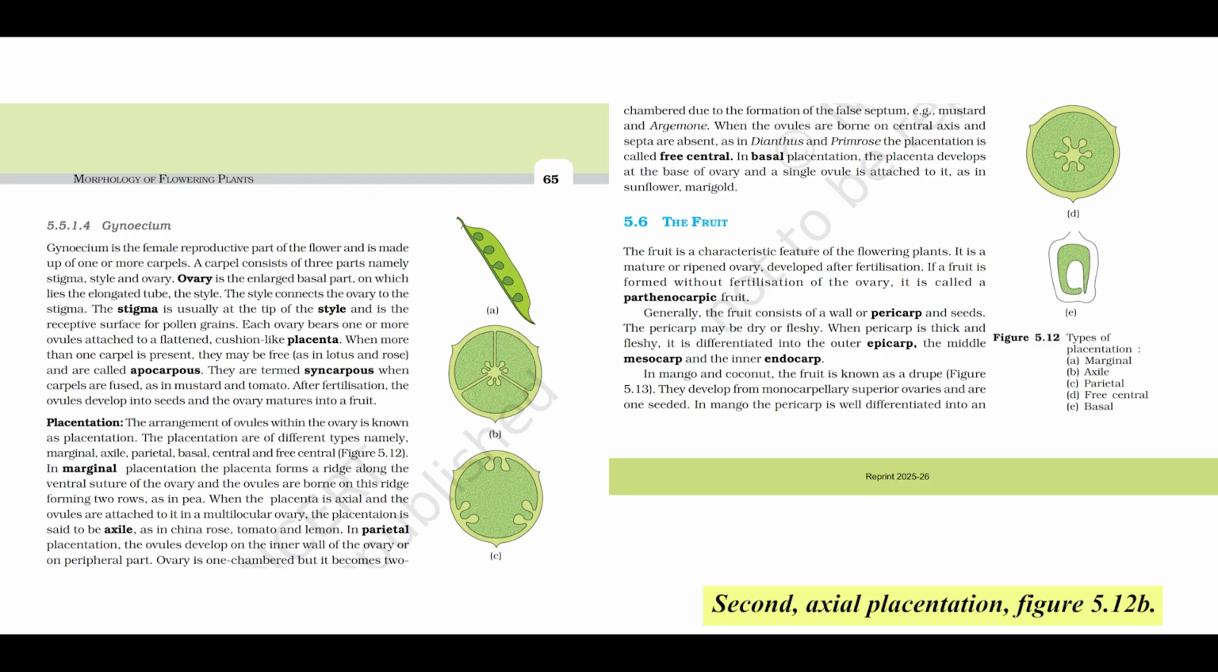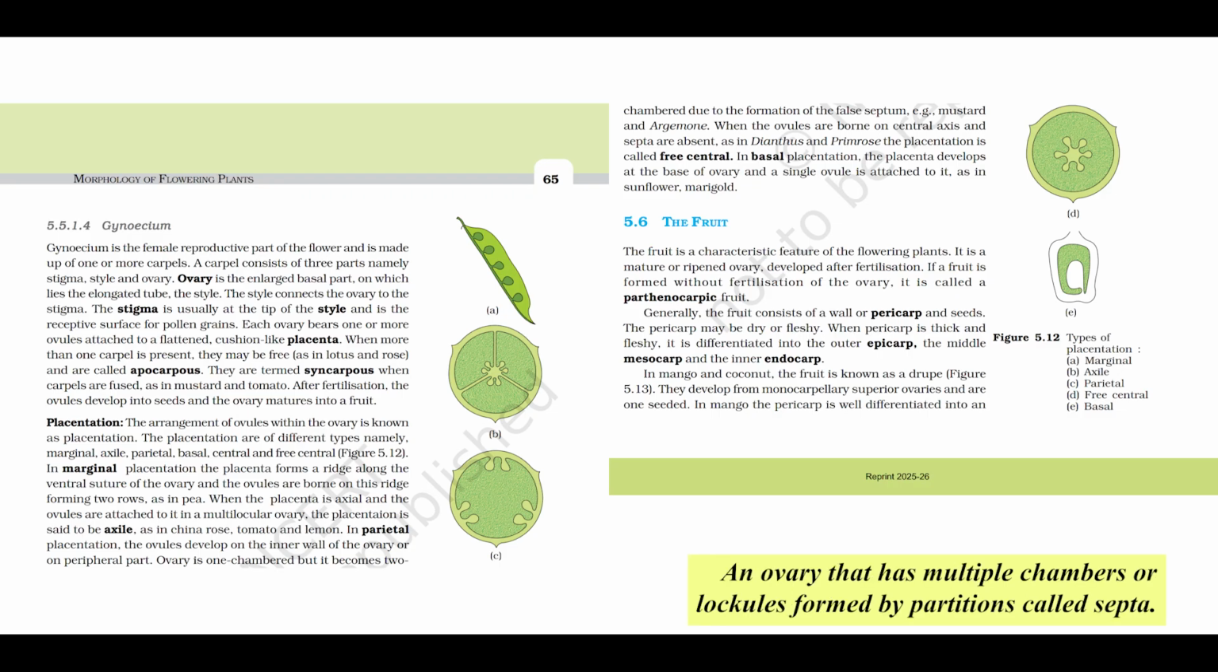Second, axial placentation, Figure 5.12b. Here, the placenta is axial, meaning it's located along the central axis of the ovary. The ovules are attached to this central axis within a multilocular ovary, an ovary that has multiple chambers or locules formed by partitions called septa. Think of slicing a tomato or lemon or an orange cross-section. You see the ovules attached to the central column in each distinct chamber. Examples include china rose, tomato, and lemon. Marginal like a pea pod seam, axial like the center of a tomato or lemon.